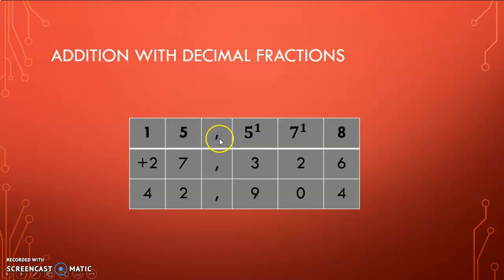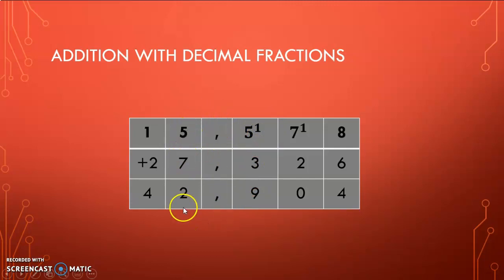Now if I have 15,578 plus 27,326, I need to add it. Now 8 plus 6 is 14, so I write my 4, I carry my 10 over. 7 plus 2 is 9. Plus the 1 is 10. I write my 0. I carry my 1 over. 5 plus 3 is 8. Plus 1 is 9. I put my comma.